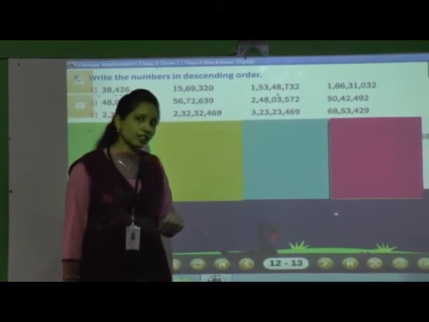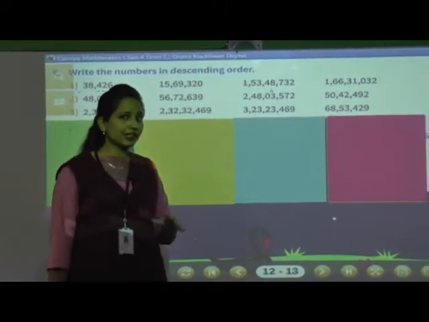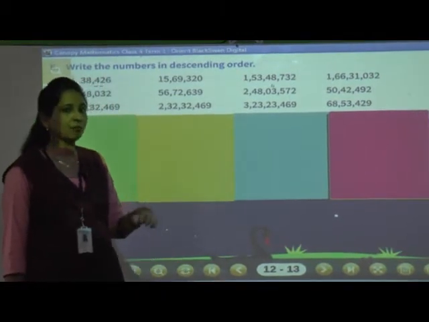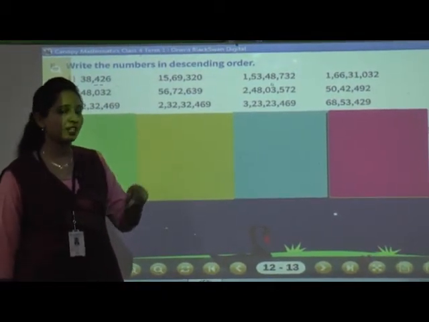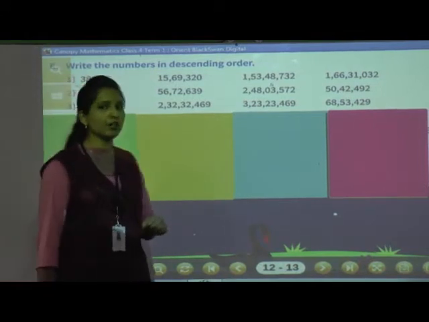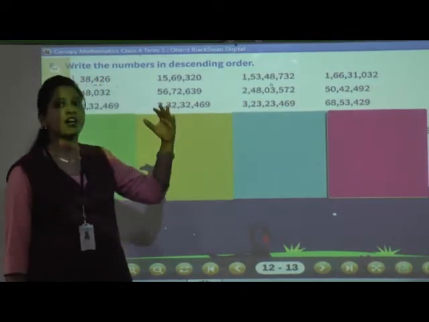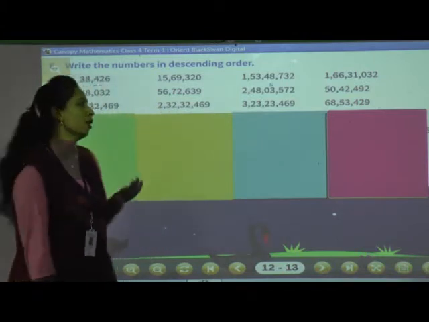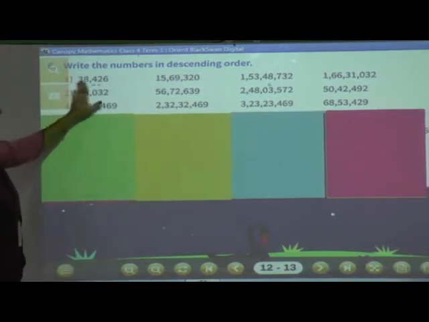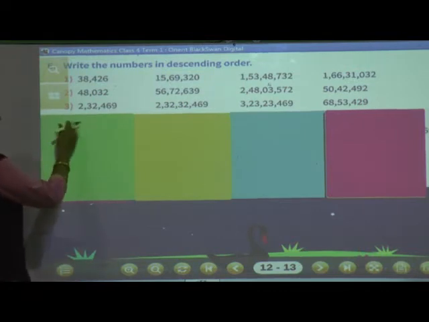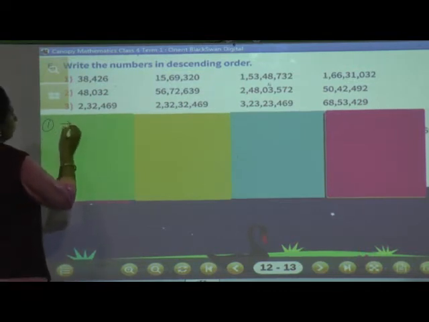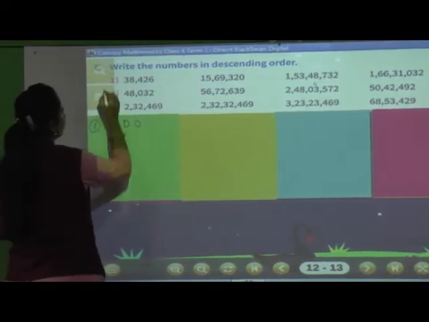In ascending order, what do we have to do? What were we doing? We were arranging the numbers from smallest to largest. Now, in descending order, what do we have to do? Descending order means we have to arrange the numbers from largest to smallest. Okay, that's it, nothing else. So, I will solve the first one for you, descending order.